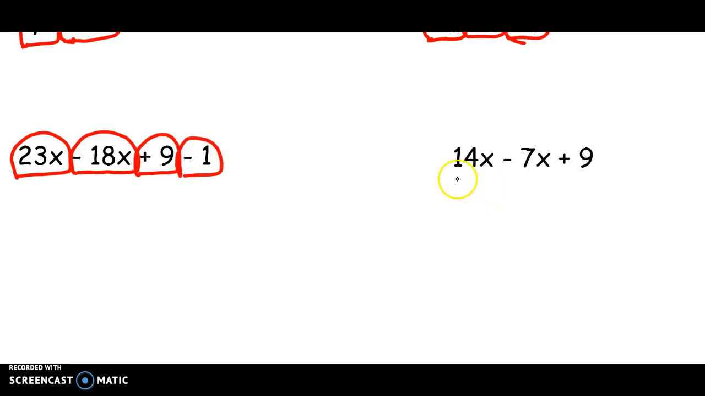The next one, I have 14x minus 7x plus 9. 14x, there's my minus sign, I stop. Minus 7x, there's my plus sign, I stop. Plus 9, that's the end.